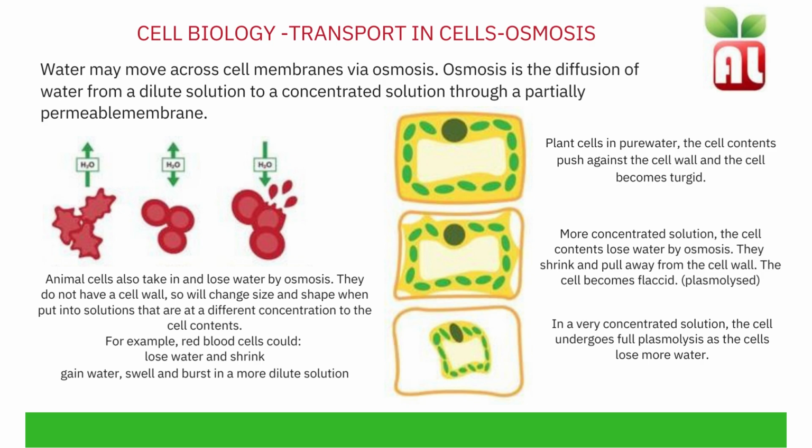In a more concentrated solution, i.e. a lower concentration of water, the cell contents loses water by osmosis. Water moves out of the plant cell into the solution. They shrink and pull away from the cell wall. The cell becomes flaccid, which is known as being plasmolysed. In a very concentrated solution, i.e. a very low concentration of water, the cell undergoes full plasmolysis as the cells lose more water.